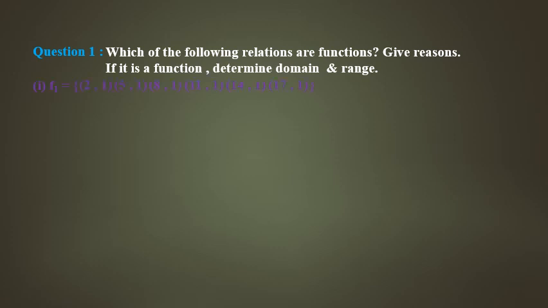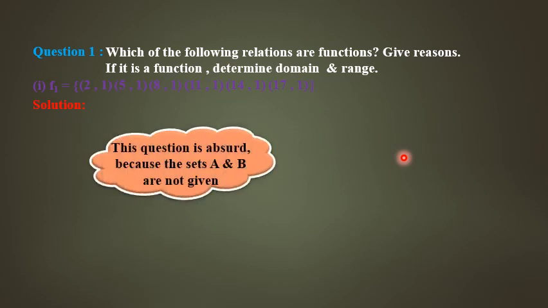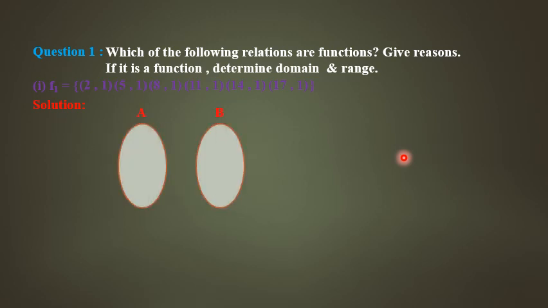Now let us go for a question. Which of the following relations are functions? Give reasons, and if it is a function, determine domain and range. Look at this, f1 equal to (2,1), (5,1), (8,1), (11,1), (14,1), (17,1). Yes, it is an NCERT exercise problem. Please understand this question is absurd because the sets A and B are not given. Remember, my dear students, A and B have to be given for functions, because we need to know whether every element is associated or not. So let us draw the arrow diagram.